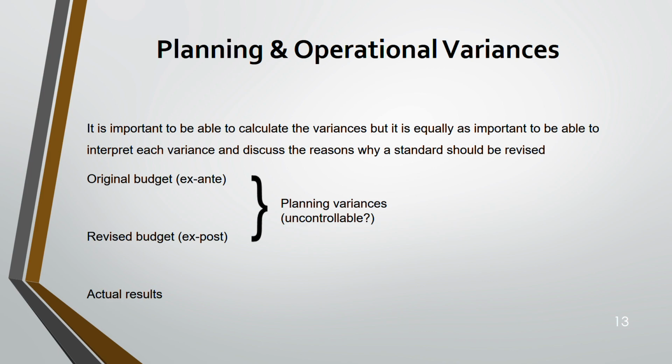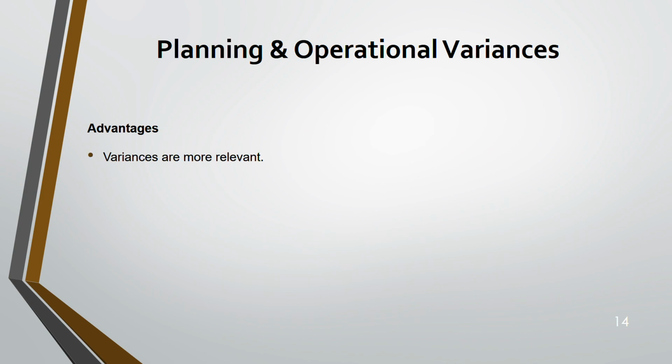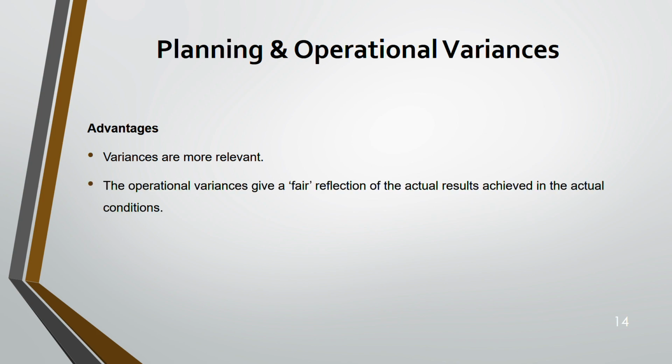Next, when you compare the revised budget with the actual result, it is operational variance, operating variance. This you can control. That's why it's controllable. Now, advantages: variances are more relevant. Correct, no? Because the more revised the budget, the better it is. Next, operational variances give a fair reflection of the actual results received in the actual condition.